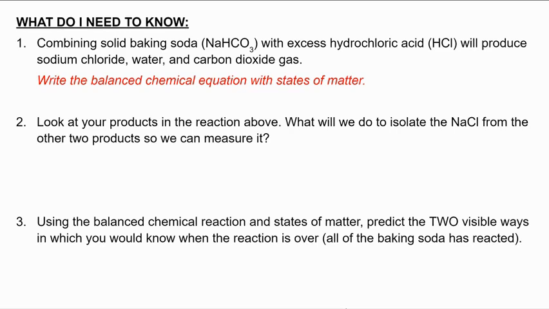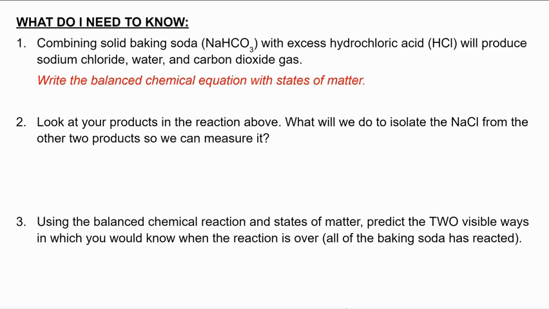All right, question 1 asked you to write a balanced chemical equation with states of matter for the reaction between solid baking soda, sodium hydrogen carbonate, and excess hydrochloric acid, HCl, that produces sodium chloride, water, and carbon dioxide gas. I'm not going to go over that balanced chemical equation because that is one of the things we're assessing you on in this lab. If we look at question 2, look at your products in the reaction above. What do we isolate, or how will we isolate the sodium chloride from the other two products so that we can measure it at the end of the lab?